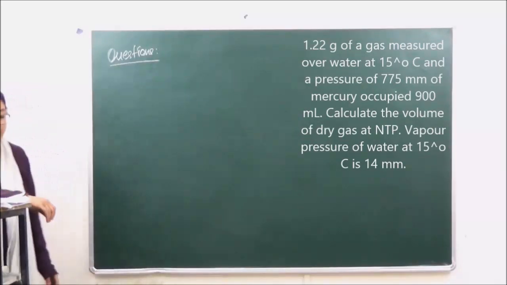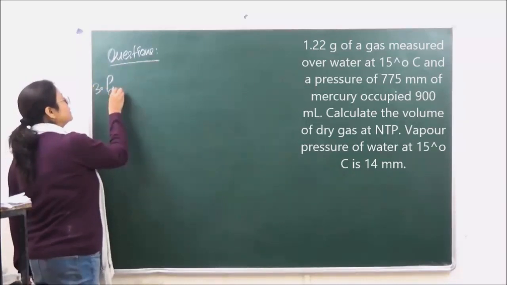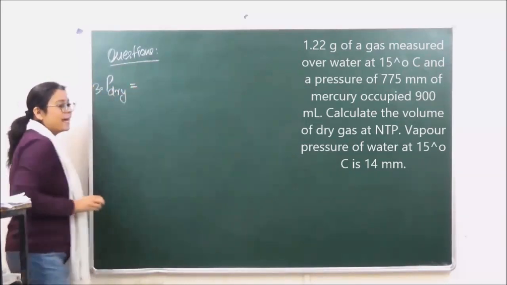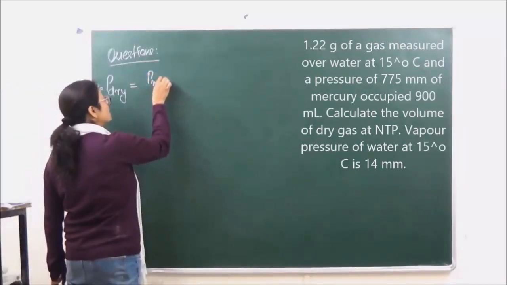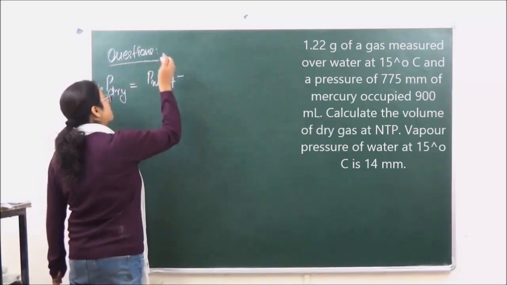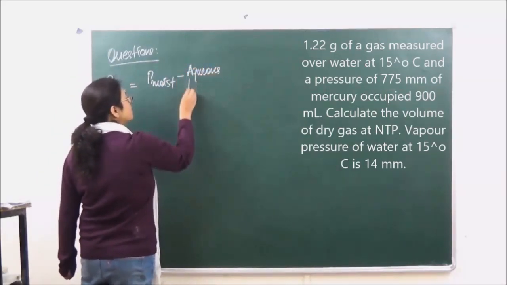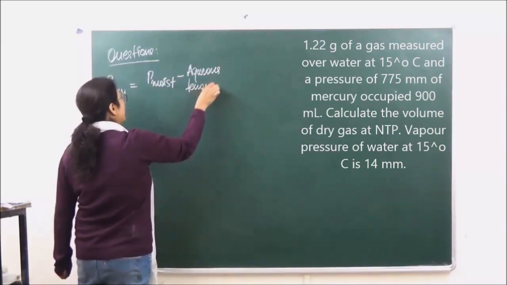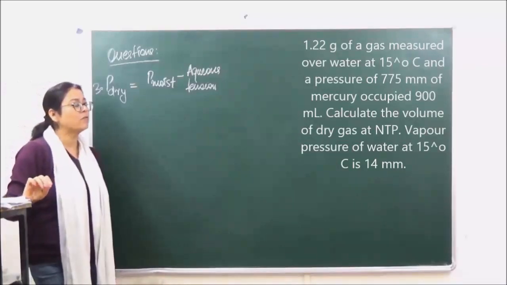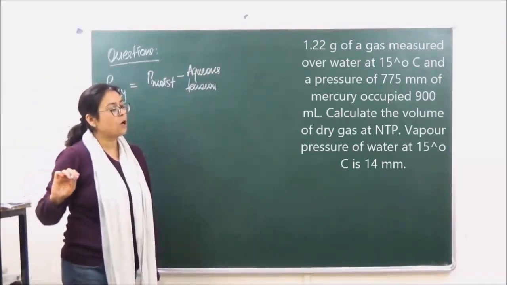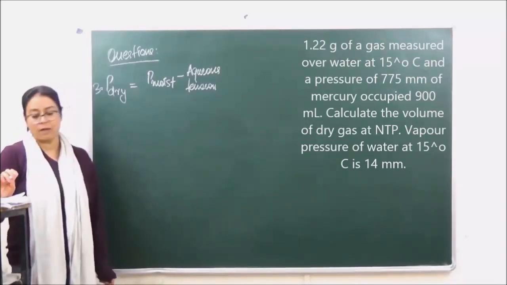तो उसके लिए हम लोग फॉर्मूला क्या यूज करते हैं? Pressure of dry gas that is going to be equal to pressure of moist gas minus aqueous tension. Aqueous tension is the pressure exerted by the vapors of water. That is what aqueous tension is. ठीक है? It is the pressure exerted by vapors of water.